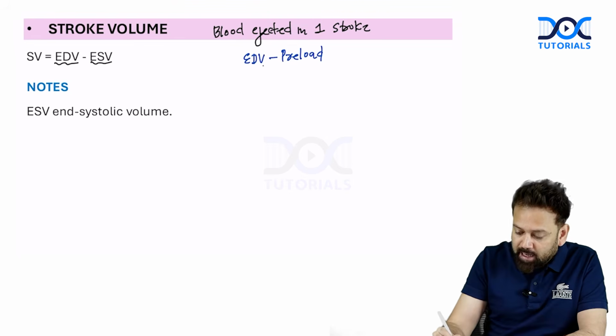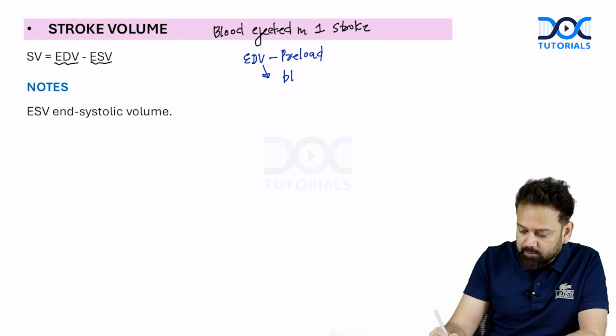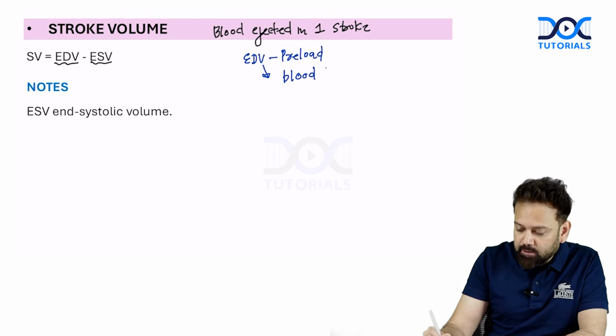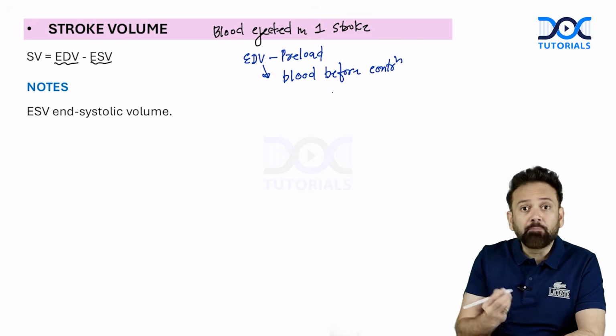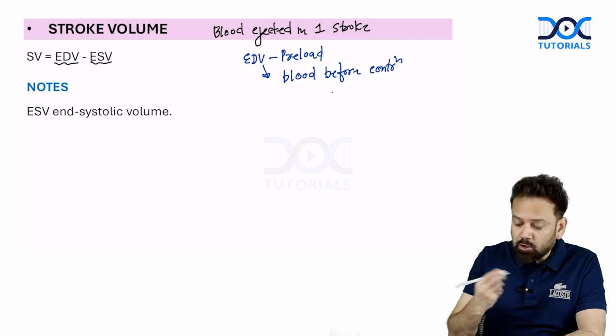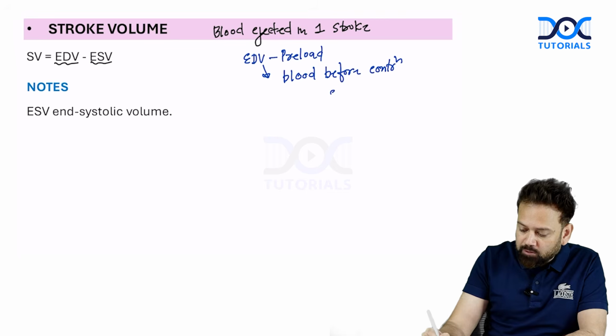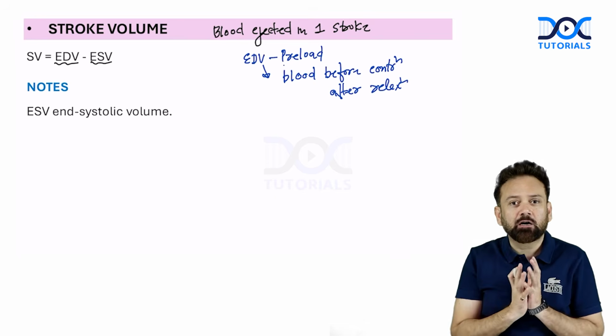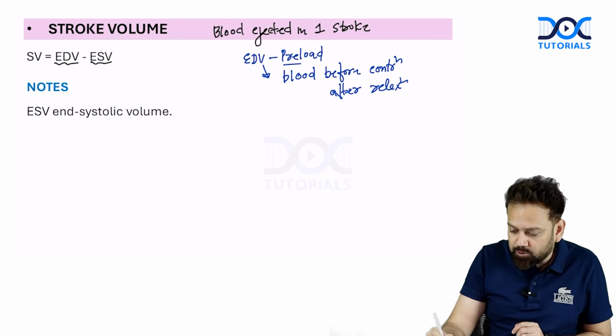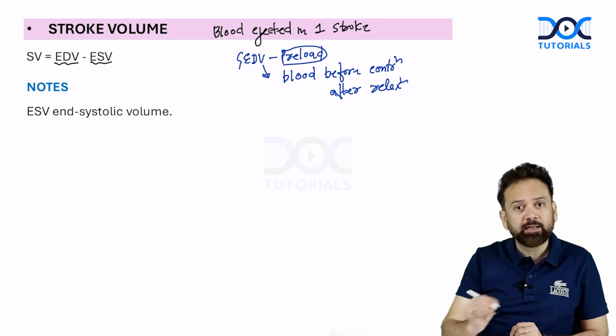Preload. It is the amount of blood before contraction starts, or you can say the amount of blood after diastole or complete relaxation, total blood before contraction starts. It is preload. So I hope you will not forget end diastolic volume.